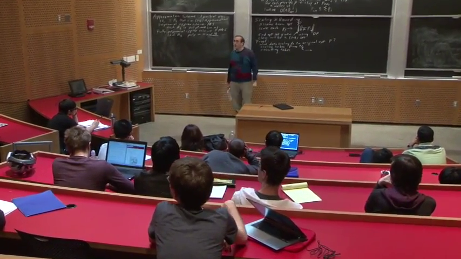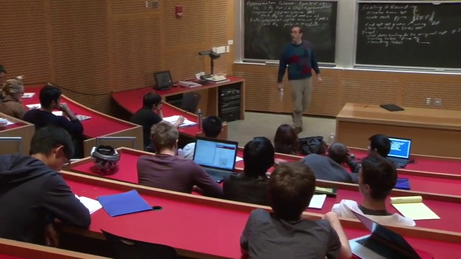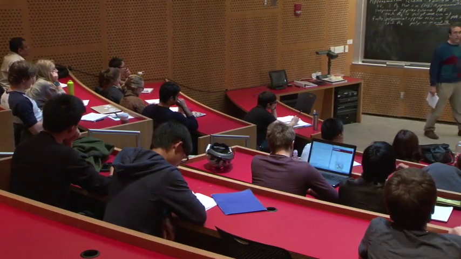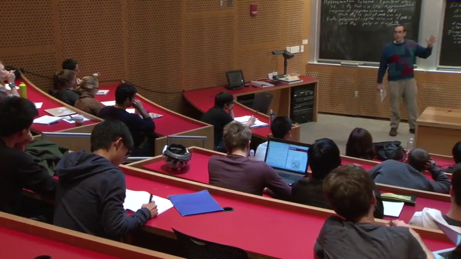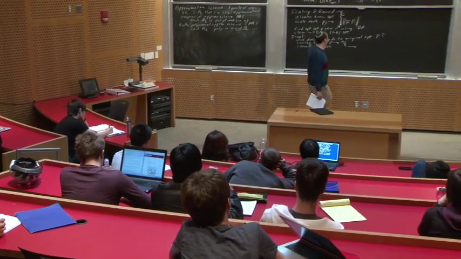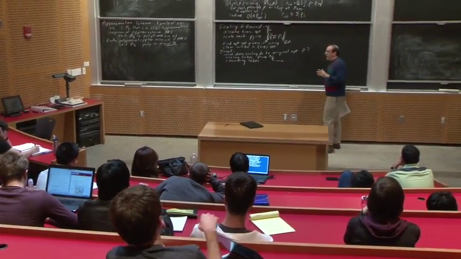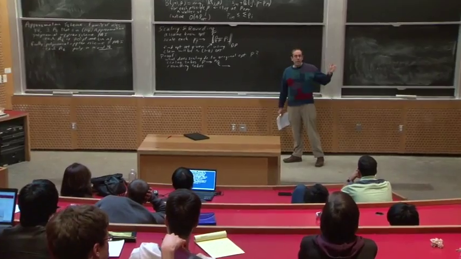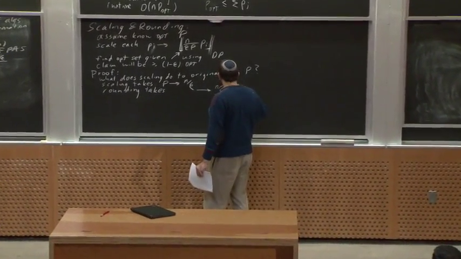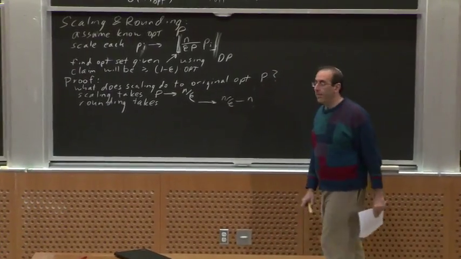Well, the individual profits can all be rounded down by 1, so you can have it be n off the optimal profit. Exactly. I lose at most 1 from each of the individual profits, right? Or 0.999 or whatever. That can happen to each profit. So I may end up with a profit of n over epsilon minus n. Okay.